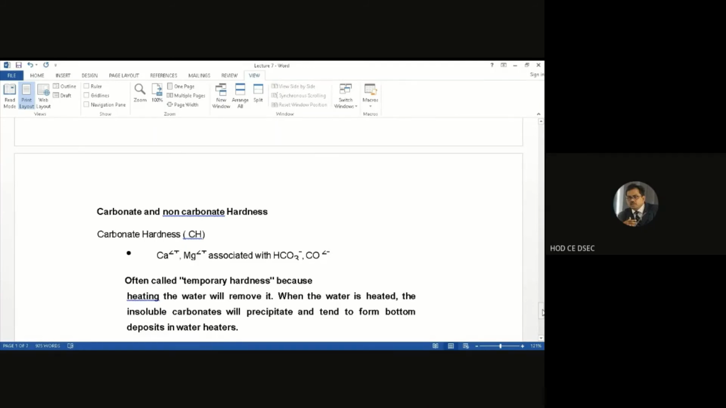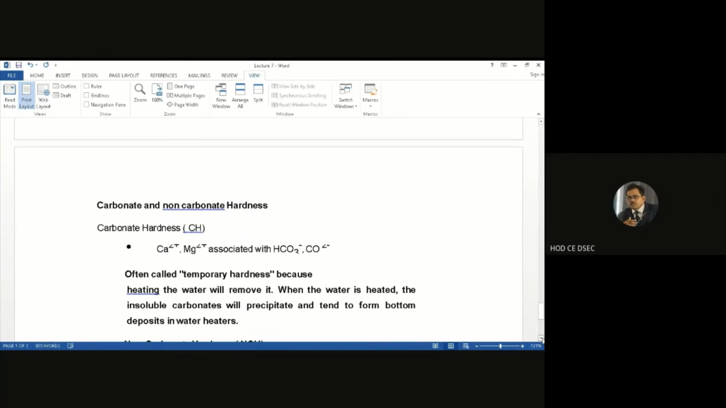Because if we boil the water, the hardness will be removed. Why? Because precipitation will occur and we will get fresh water that does not contain the hardness. So temporary hardness can be easily removed by boiling. The carbonate hardness, that is the temporary hardness, can be easily removed by boiling, so it is called temporary hardness.